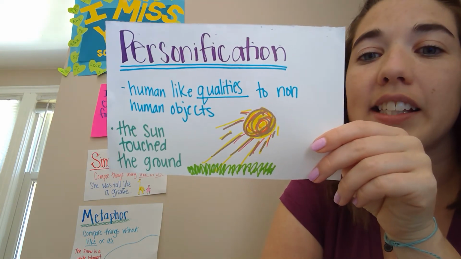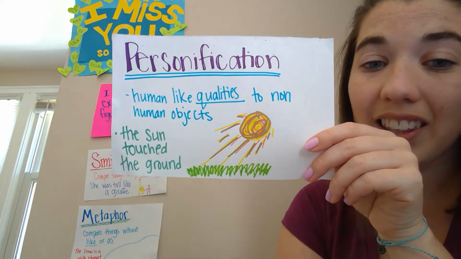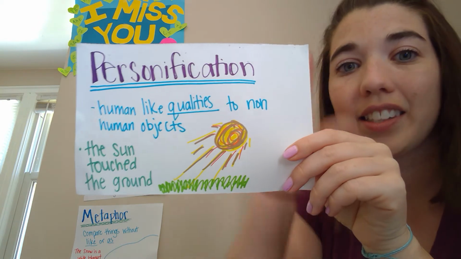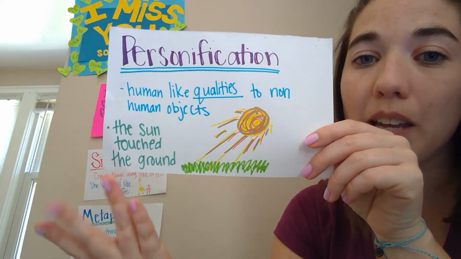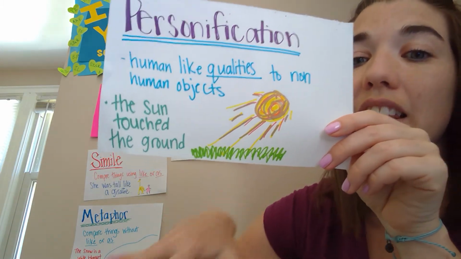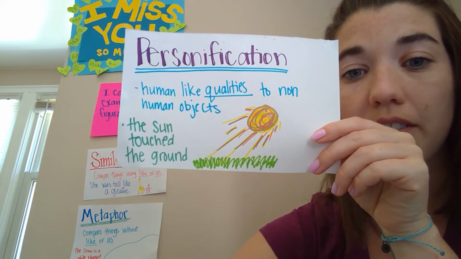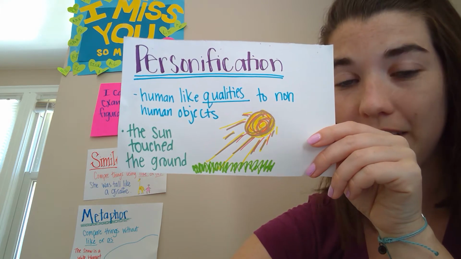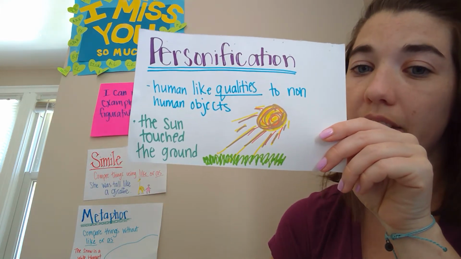My example is, the sun touched the ground. Touching things is something that a human can do. The sun doesn't have fingers, it can't actually touch things, but I can describe it as if it's a person, using personification, and say the sun touches the ground, and what I really mean is that it's shining on the ground. I don't actually mean the sun has hands and it's reaching out and touching it, because remember, figurative language is not a literal meaning.